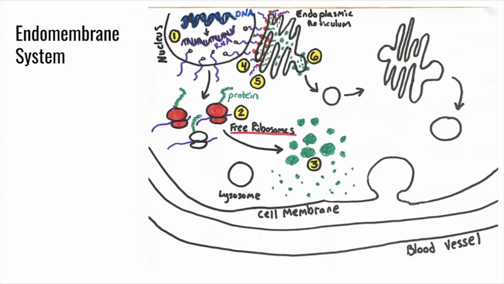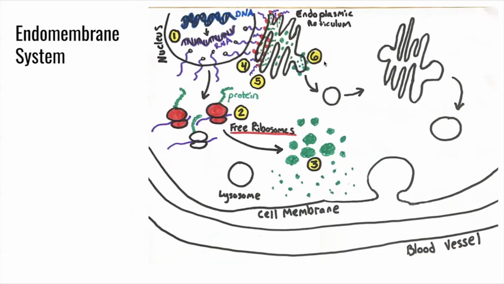And these proteins can do one of two things. They can either embed themselves into the membrane of the endoplasmic reticulum, which is what you see in number 6, or they can be found in the actual matrix of the endoplasmic reticulum, which is like the cytoplasm of the endoplasmic reticulum. It just means the inside of the endoplasmic reticulum.